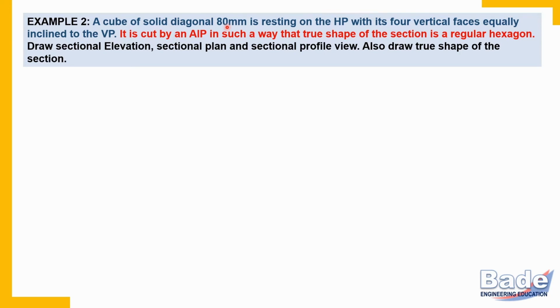A cube is a very standard shape. If we imagine a line from a corner at the base to the diagonally opposite corner at the top, the length of that imaginary line is 80 millimeter in this case. That imaginary line is called solid diagonal. Remember once again, if we imagine a line from a base corner of a cube up to the top corner, which is diagonally opposite, that line is called the solid diagonal of the cube or body diagonal of the cube.